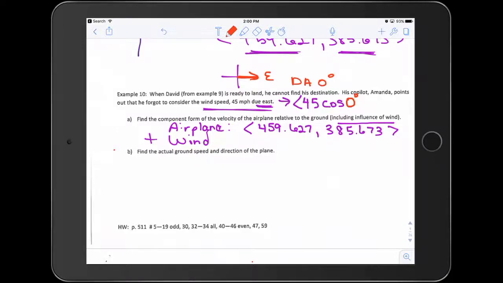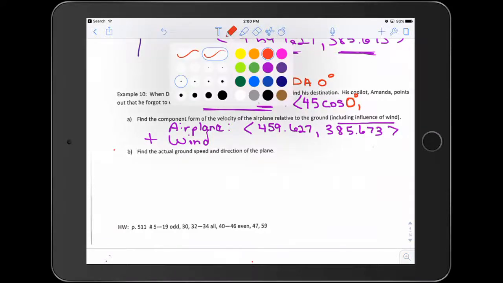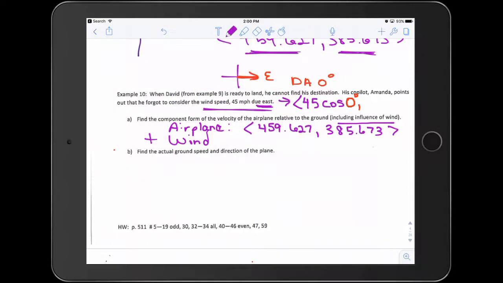By the way, if this wind was going west, your direction angle would be 180 degrees. If your wind was north, your direction angle would be 90 degrees, and south would be 270 degrees. So again, you have to get your head around those direction angles. So then we're going to, and I'm going to switch over back to my purple, 45 sine of 0 degrees. So that is my wind vector.